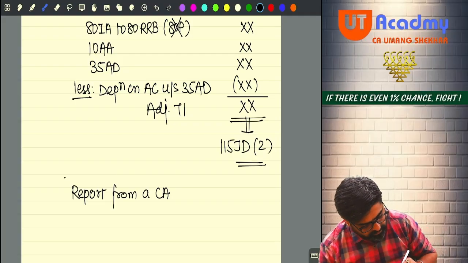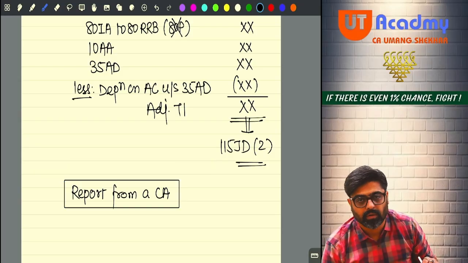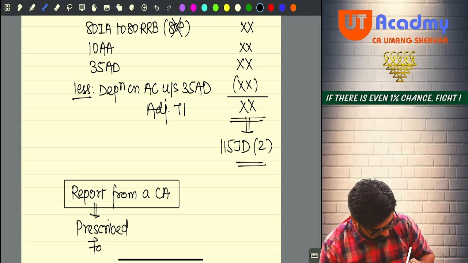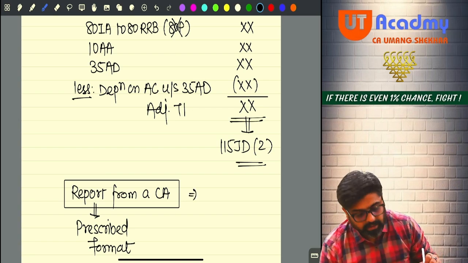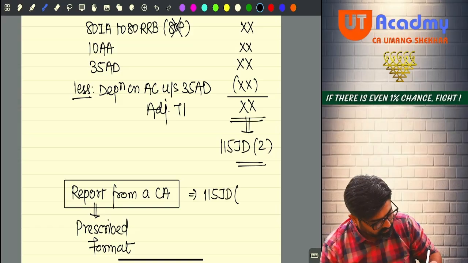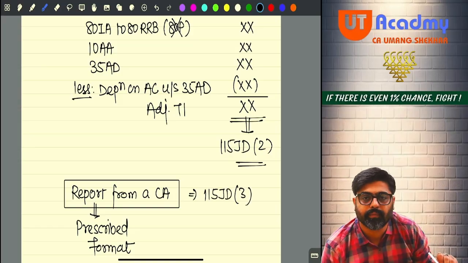So you must be getting a report made from the chartered accountant in prescribed format, and the report from CA is a must, that is written in 115JD subsection 3.